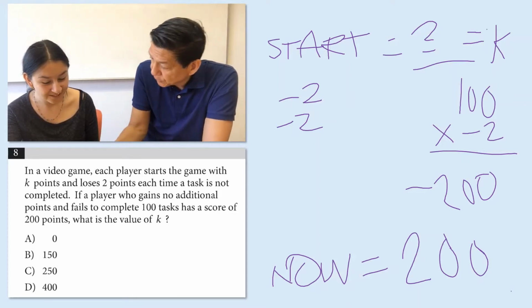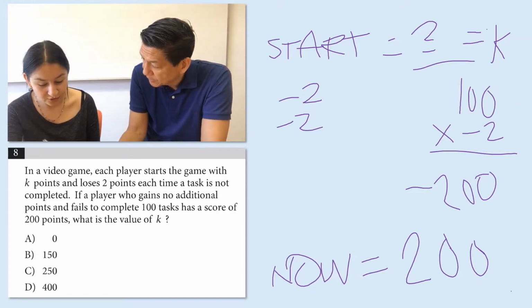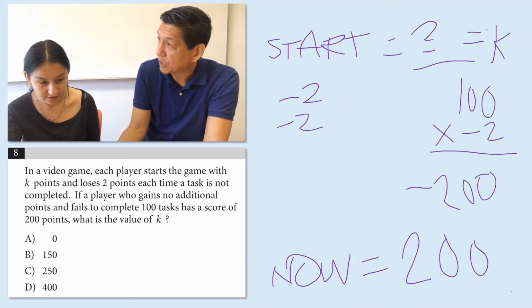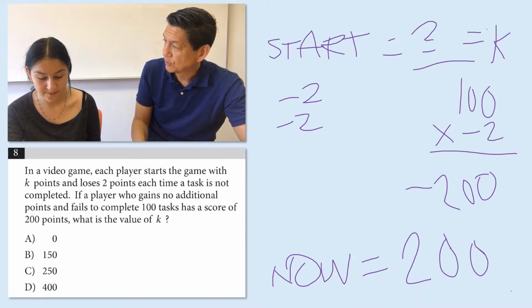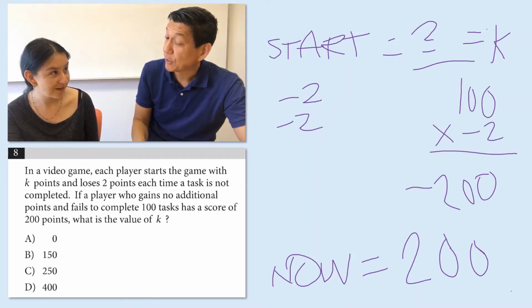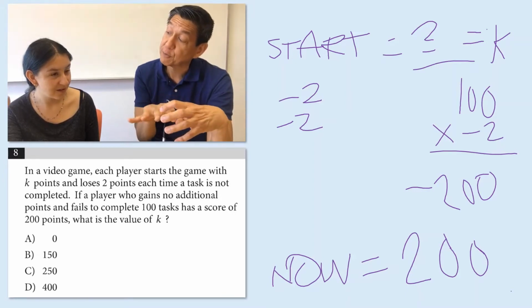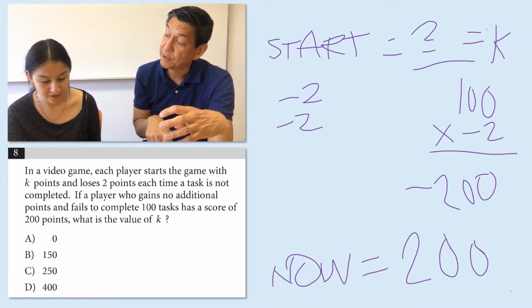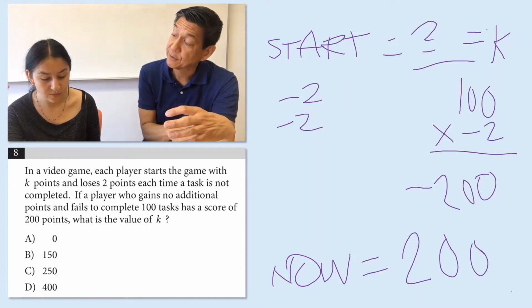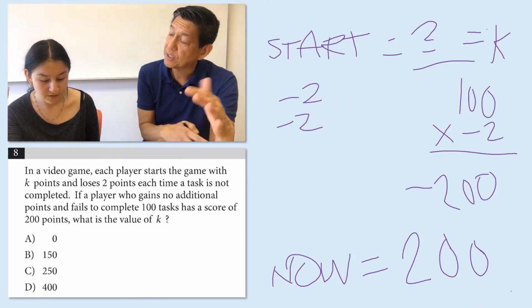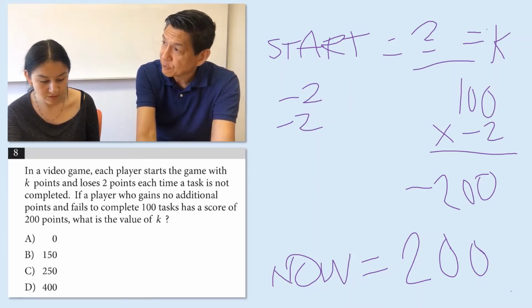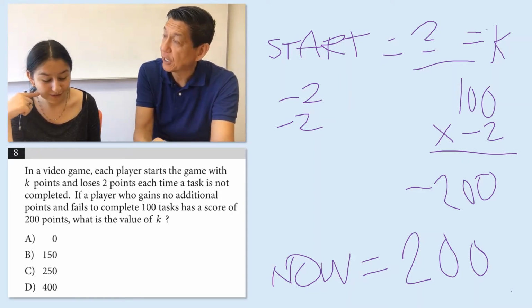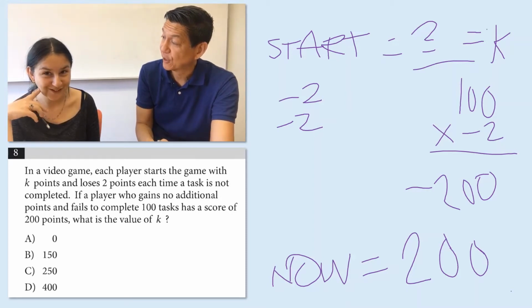200. Okay. And we got to 200 after we subtracted 200. Mm-hmm. So do we know how many we started with? 0. Right? Okay. So if we started with 0 and we subtracted 2 each time, we would start getting negative points, right? Right. So what number would I start with so that after I took away 200, I would end up with 200? 400. Excellent.